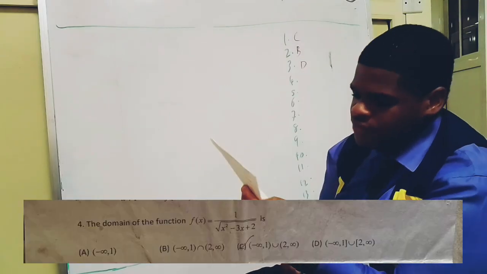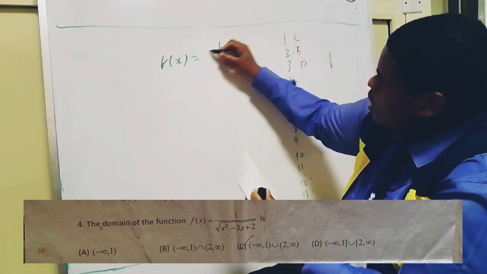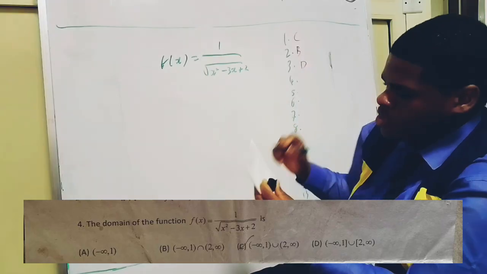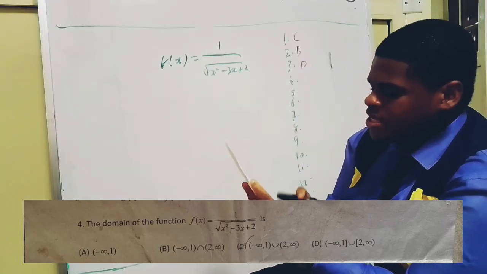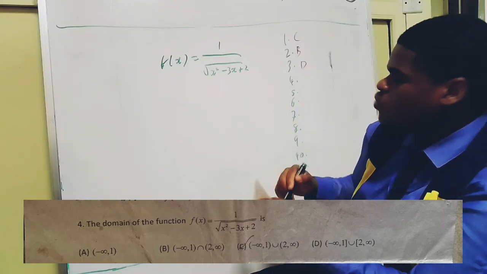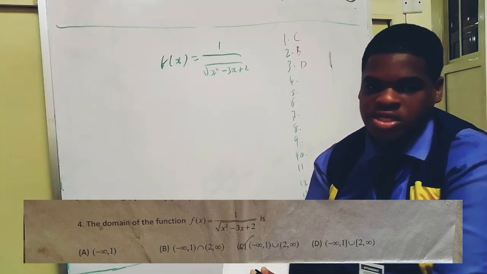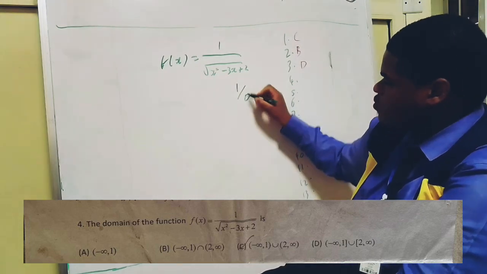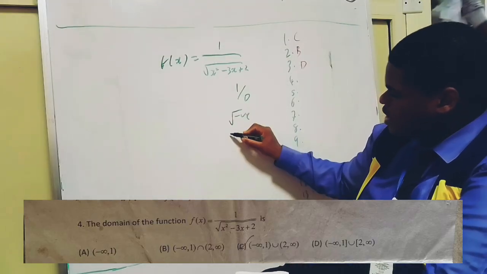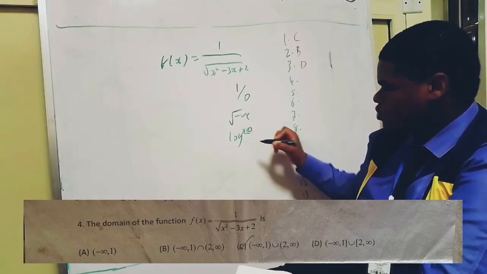Question 4 says we should find the domain of the function f of x. If f of x is equal to 1 divided by the square root of x squared minus 3x plus 2, the domain of this function would be the whole set of real numbers minus the critical points. The critical point is when you have something that is not a real number. That's basically, we don't like anything that leads towards infinity. So we really don't want anything to do with 1 divided by 0. We don't want anything to do with the square root of a negative number. We only want a number that is 0 or greater, not x less than or equal to 0.